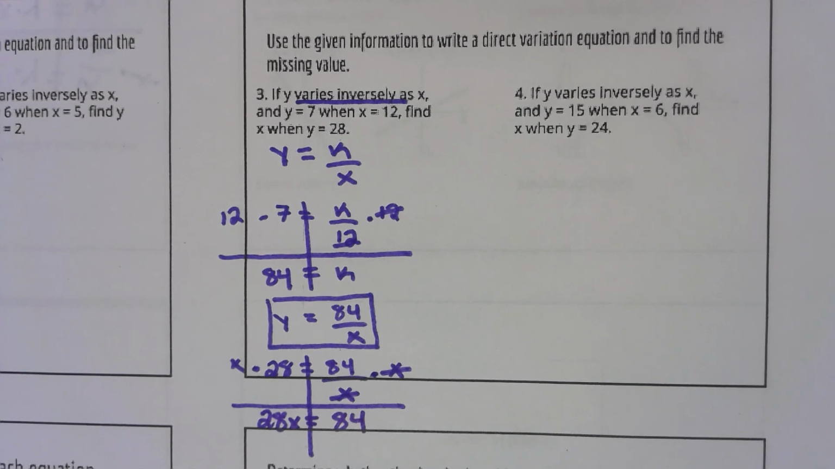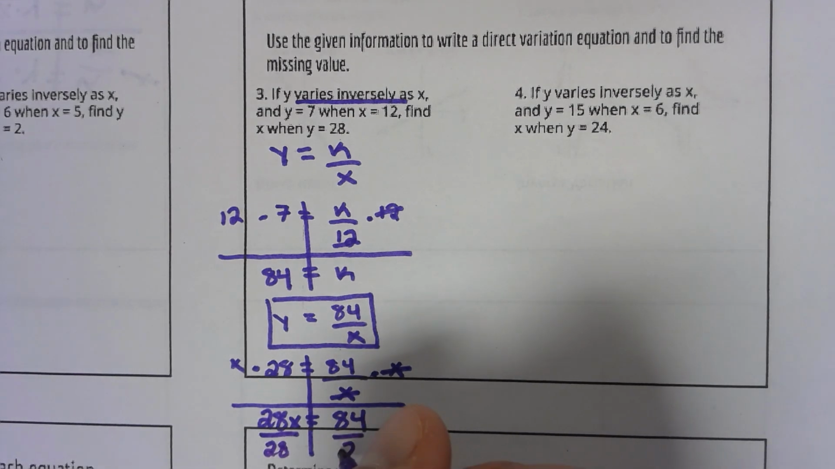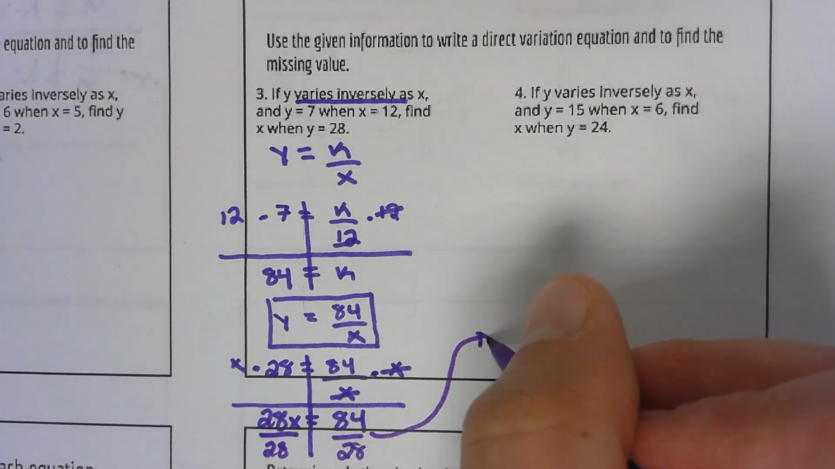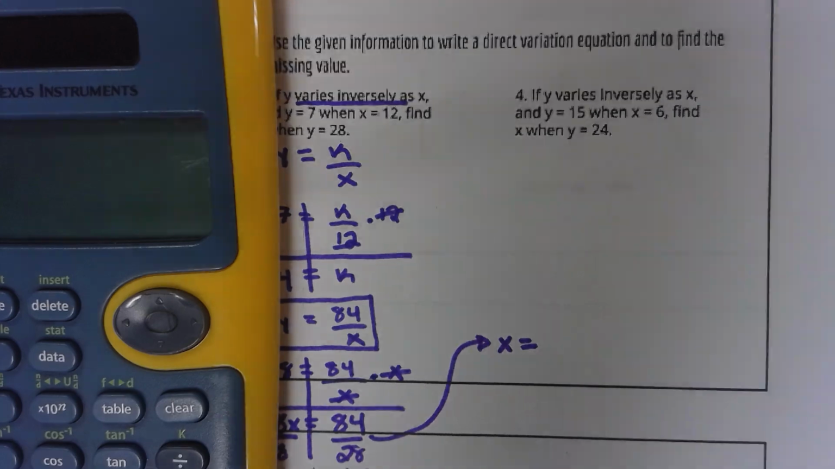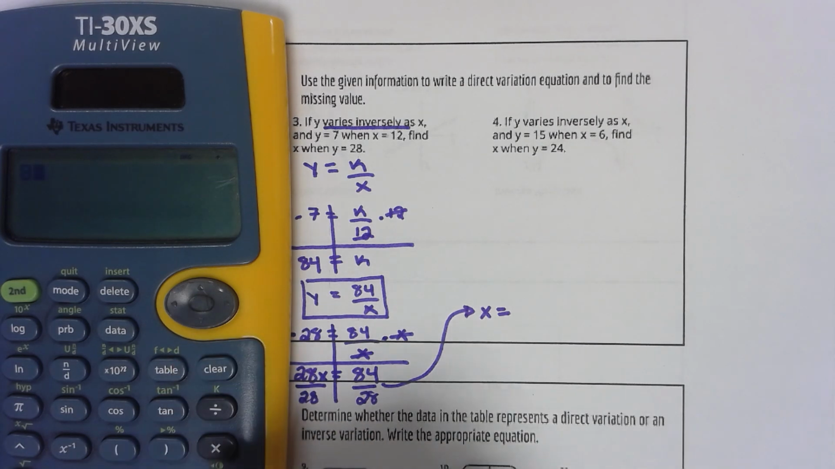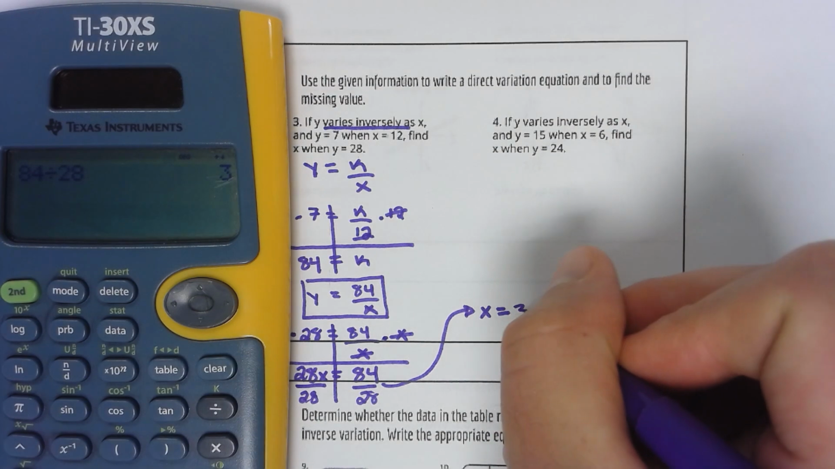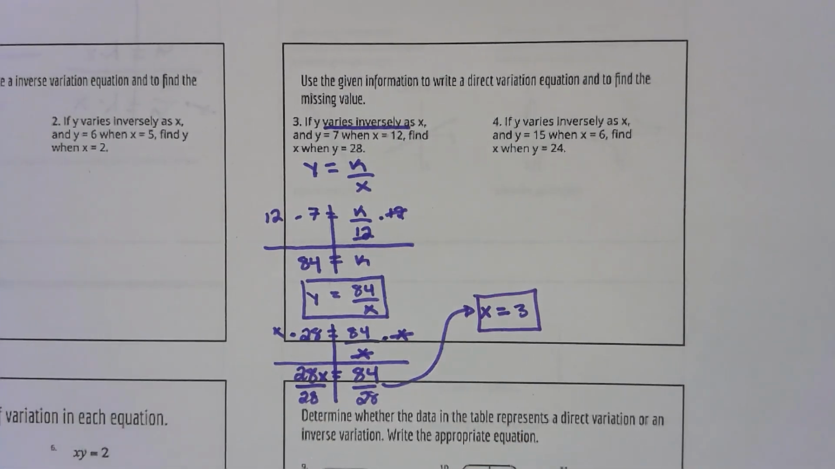And now we can get x by itself by dividing both sides by 28. Because when we see 28x, that just means 28 times x. So I need to divide by 28, divide by 28, and we get that x equals whatever 84 divided by 28 works out to be. So 84 divided by 28 is 3. And we're all done there.